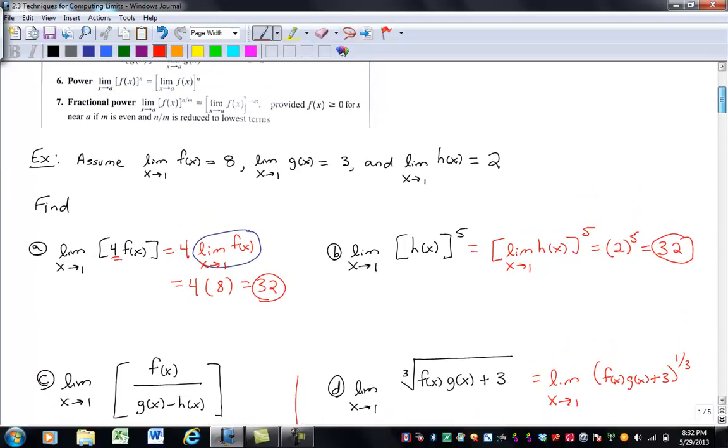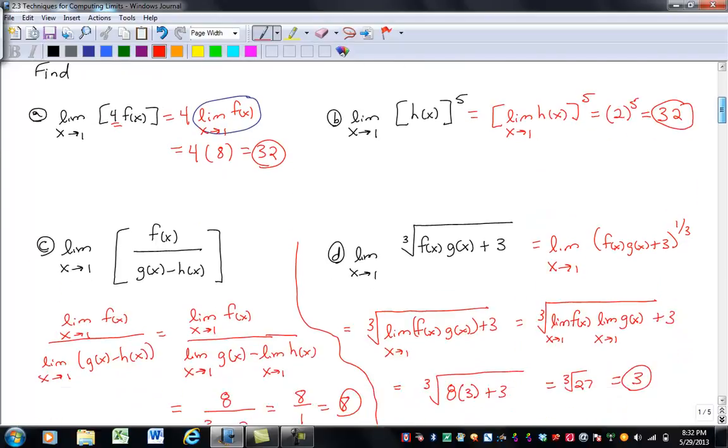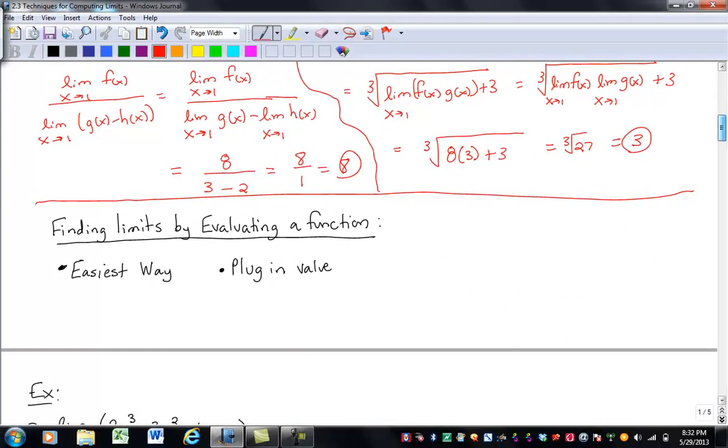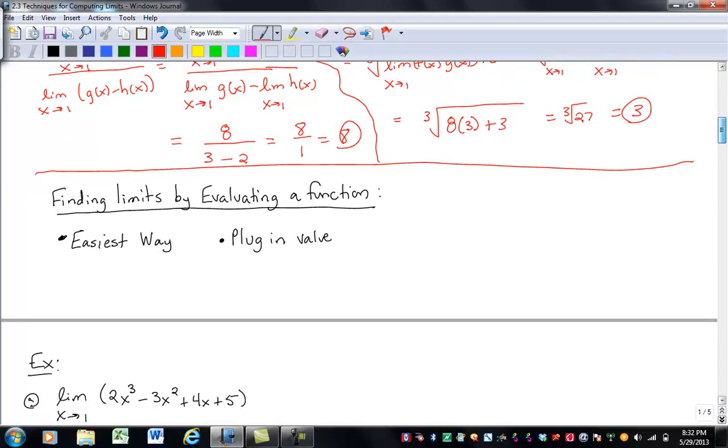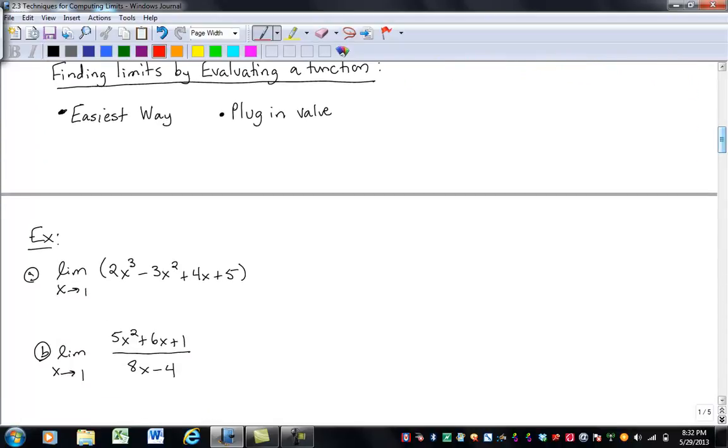But what happens if I don't know what those limits are? What if f, g, and h are written down like functions? And that's what the next part is: how do you find the limit of a given function? And the easiest way is to just plug in and see if it works. And if you get an answer that makes sense, then that's the easiest way to do the limit. And so these examples here are all examples of me being able to plug in the limit. If there's no problem with it being undefined, or you don't get weird values like infinity over infinity, then you just plug in and write the answer down.